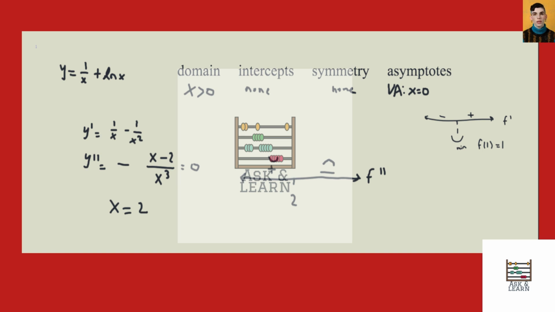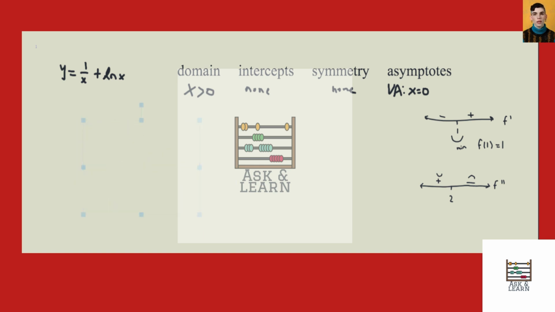Okay, and now we can graph with the information that we got. So the first thing I'm going to put on the graph is the vertical asymptote at x equals 0. And we can see that we have a minimum value at (1, 1). So let's say this is 1, this is 1. So that's our local minimum value.